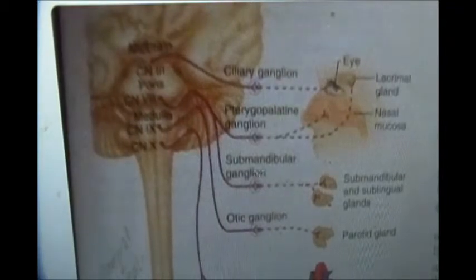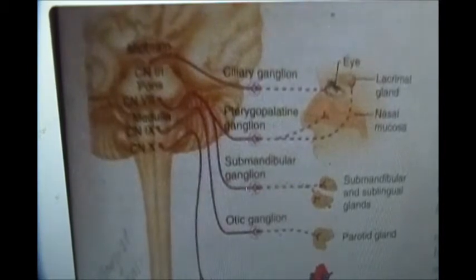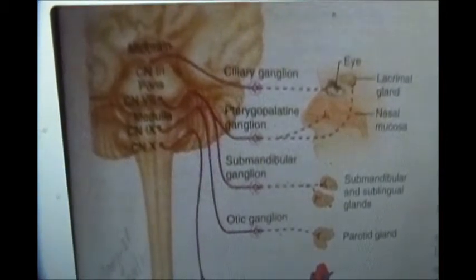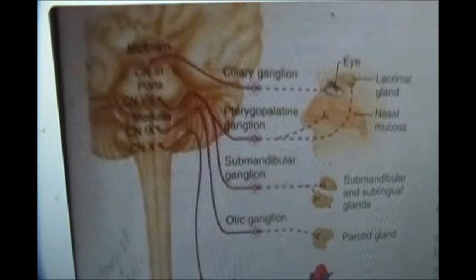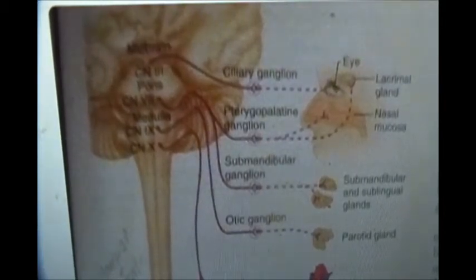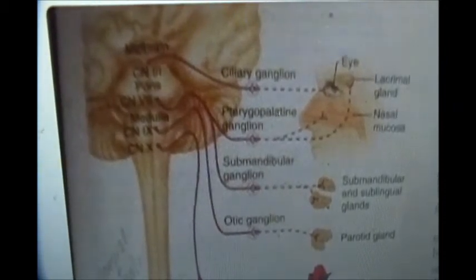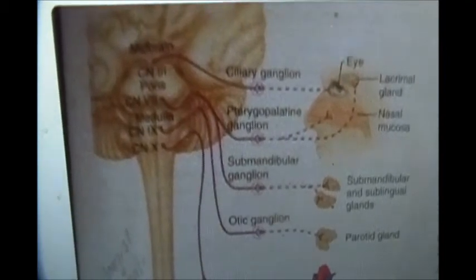The ninth cranial nerve, the glossopharyngeal nerve, relays in the otic ganglion, and the postganglionic fibers supply the parotid gland. So the salivary glands have two types of nerve supply. The ninth nerve supplies the parotid gland, and the seventh nerve supplies the submandibular and the sublingual glands. The seventh nerve also supplies the postganglionic fibers through the pterygopalatine ganglion.